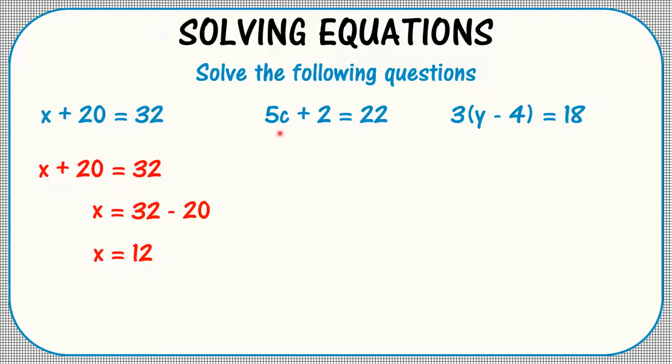For the next question we have 5c plus 2 is equal to 22. We want to get rid of this plus 2 first of all. So again, if on this side it is a positive, when you take this plus to the other side it becomes a negative. You'll line up the equal sign.